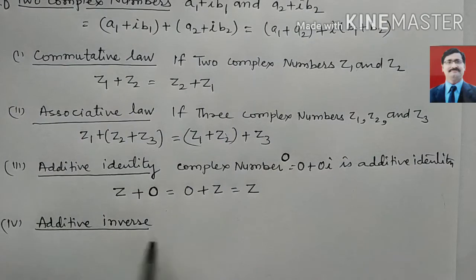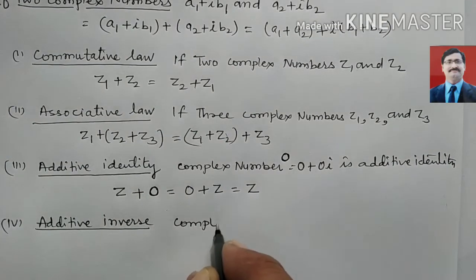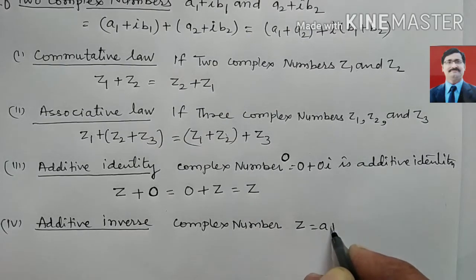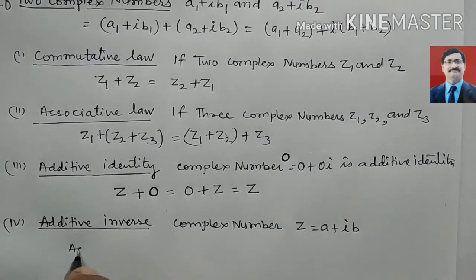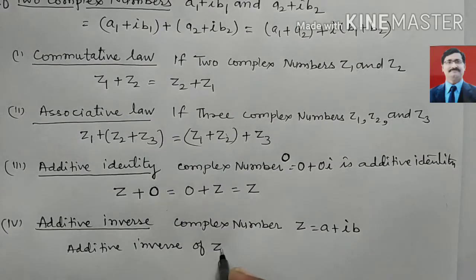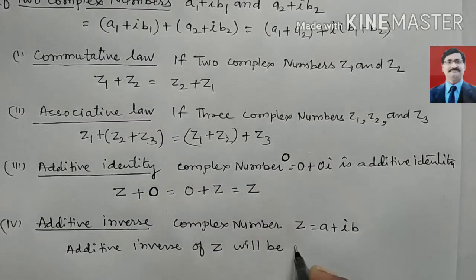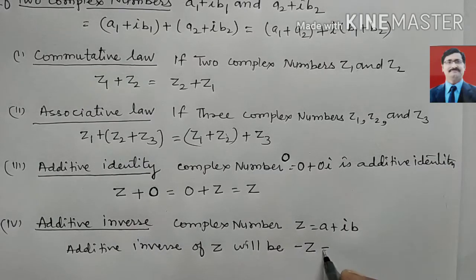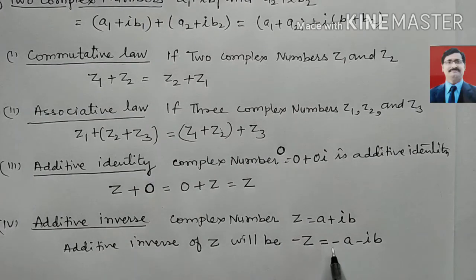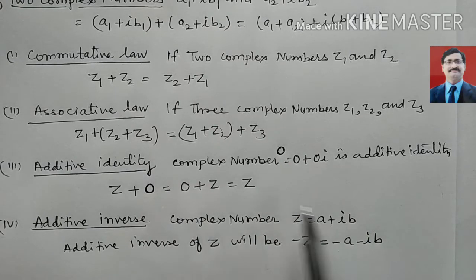Now we have the additive inverse. Look here, if a complex number is given to you, that is z, that is a plus iota b, then the additive inverse of z will be minus z, and that minus z will be equal to minus a minus iota b. This minus z is called the additive inverse of this z. So if you have to find the additive inverse of any complex number, you simply multiply by minus.